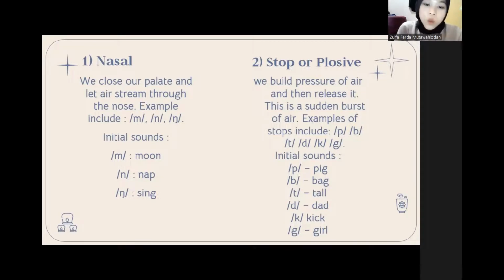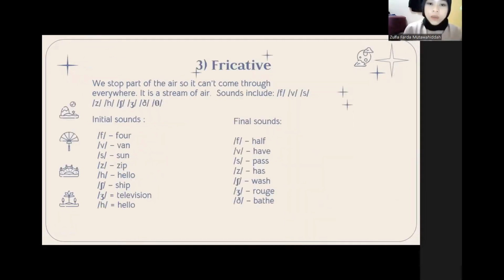Block airflow with the back of the tongue against the soft palate, so it becomes velar. And last, the word is girl. Block airflow with the back of the tongue against the soft palate. It becomes velar. Okay. Next, third, we have fricative.